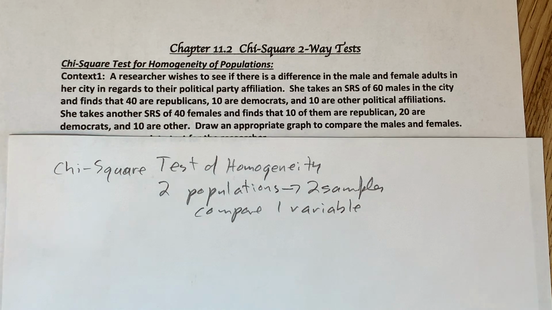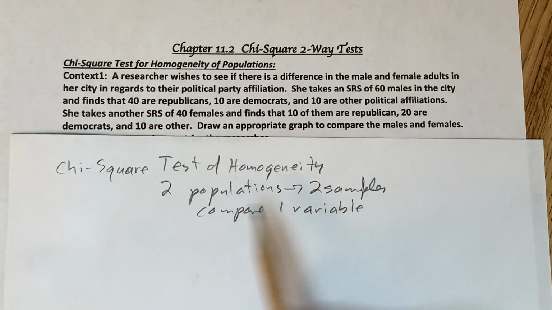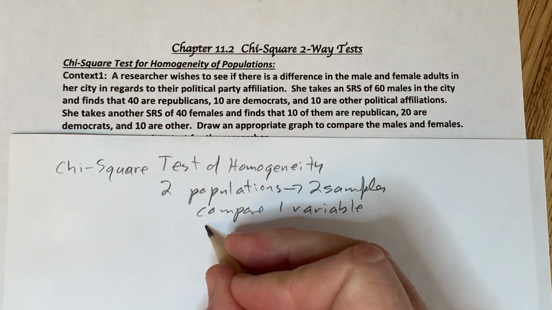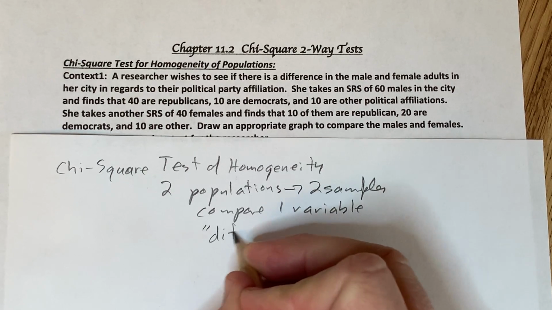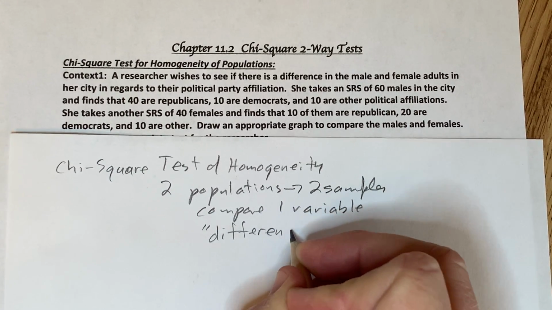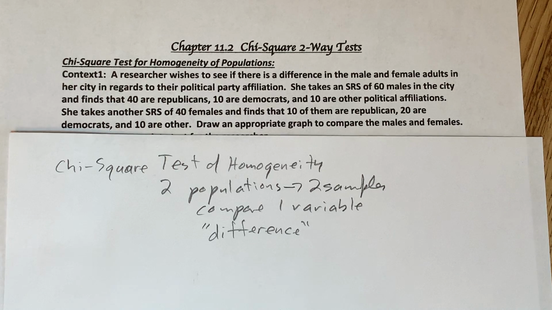It'll be, is there a difference between the people of Mississippi and the people of Alabama in regards to some categorical variables, such as their political party affiliation or their religious affiliation, something like that. But you're going to have two different populations and two samples. And the big word that's going to come up is, is there a difference? That frequently is going to be kind of the giveaway word for a test of homogeneity. Is there a difference in these two populations in regards to a categorical variable?